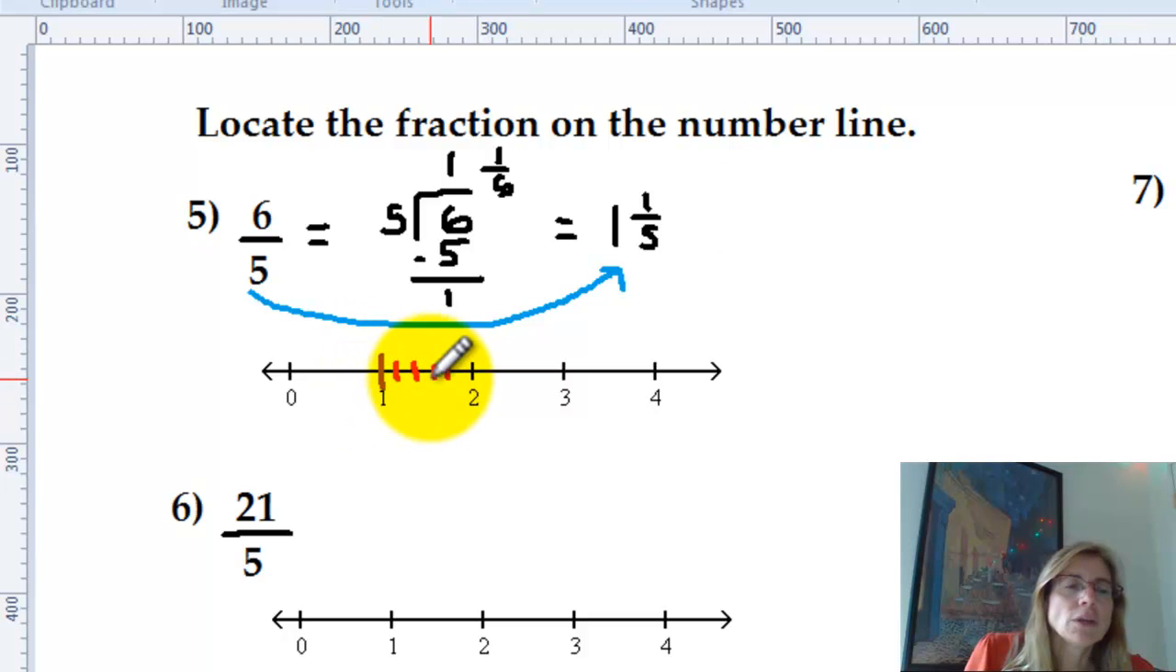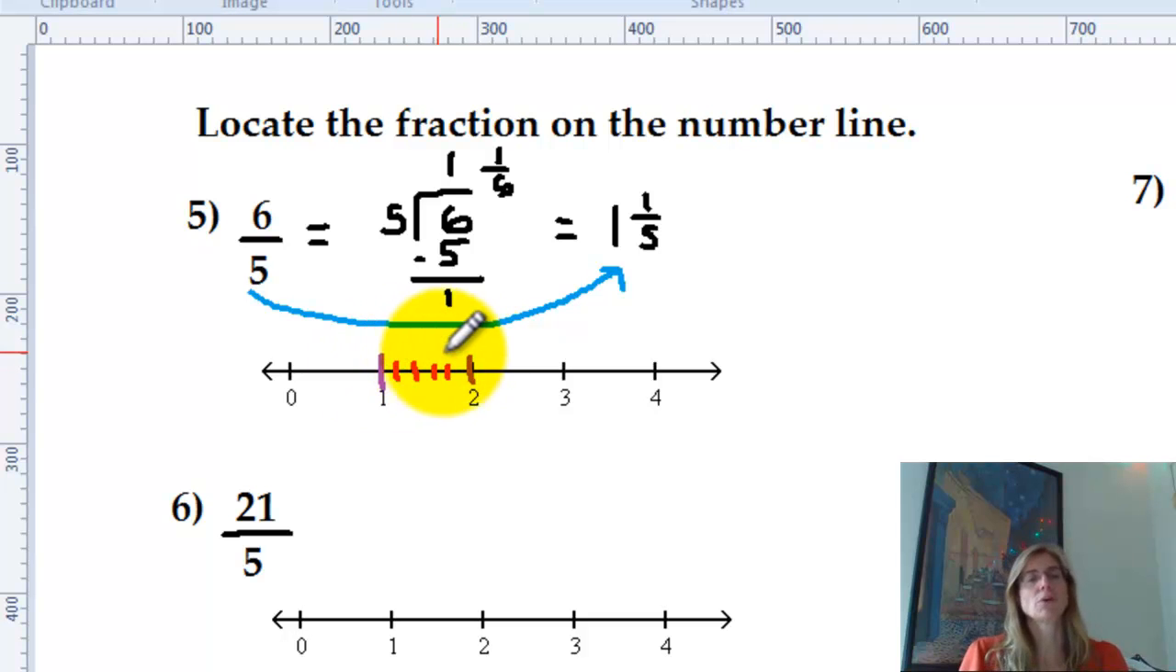the segment between 1 and 2 is divided into 1, 2, 3, 4, 5 pieces. See these little black pieces? You're dividing that segment of line into 5 pieces. So 1/5 is here, 2/5 is here, 3/5, 4/5. 5/5, of course, will bring you all the way to 2.